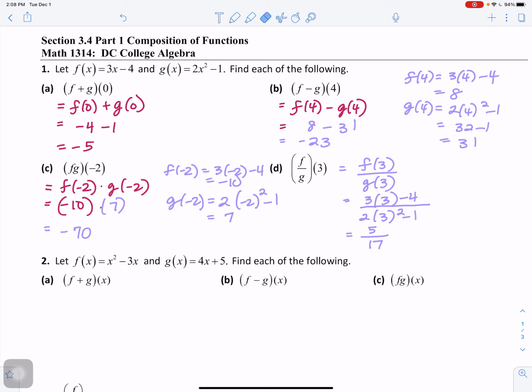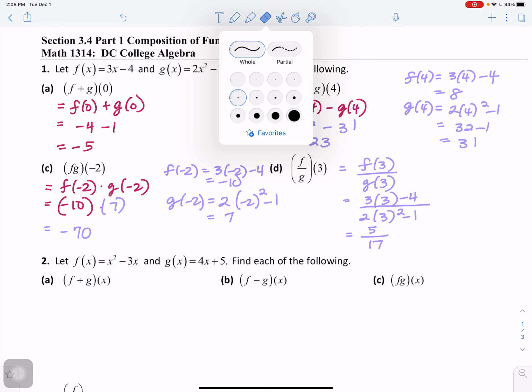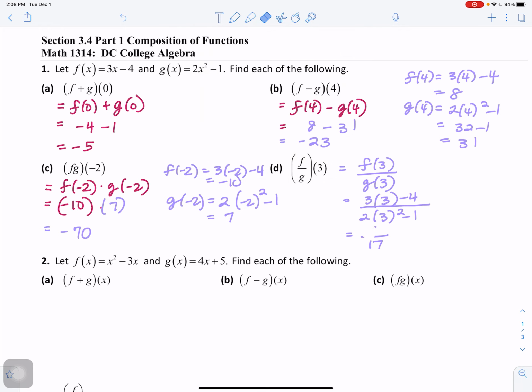Whoops. I was trying to get, oh, that was an eraser, not a highlighter. Whoops. So, highlighter, and highlighter. There we go.